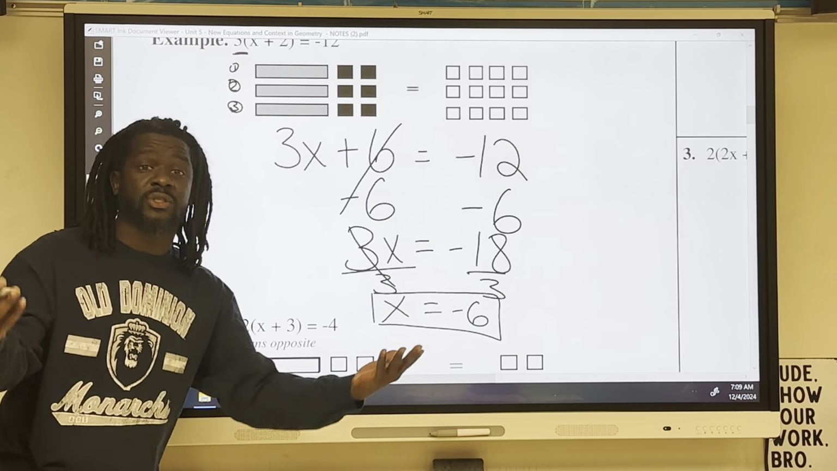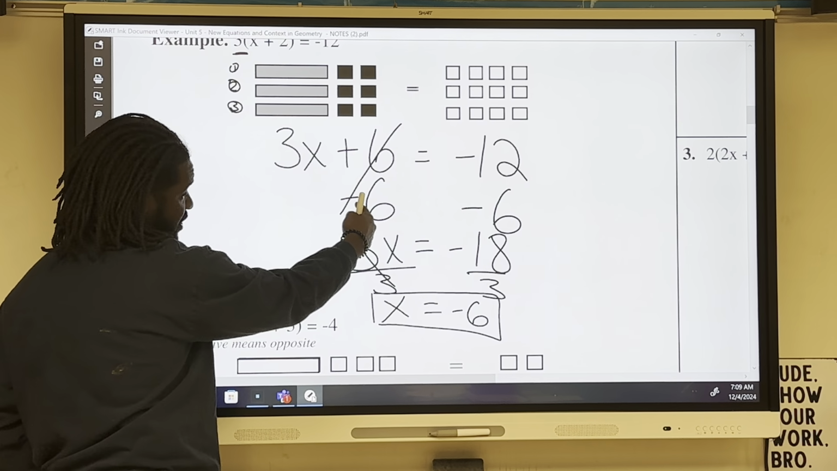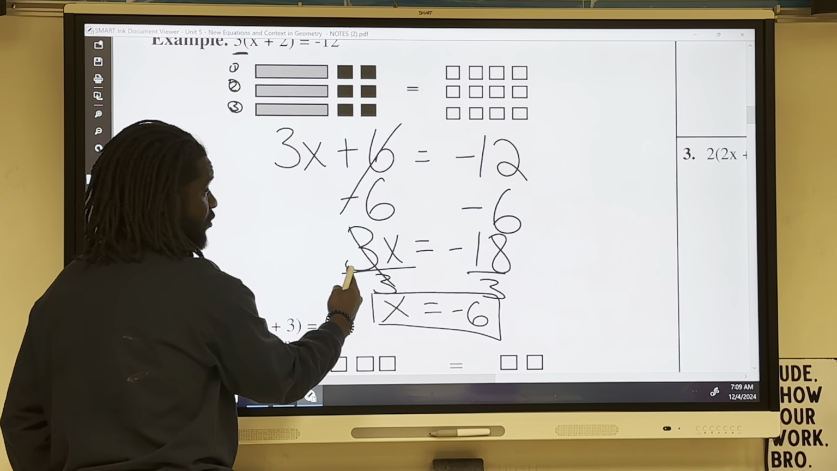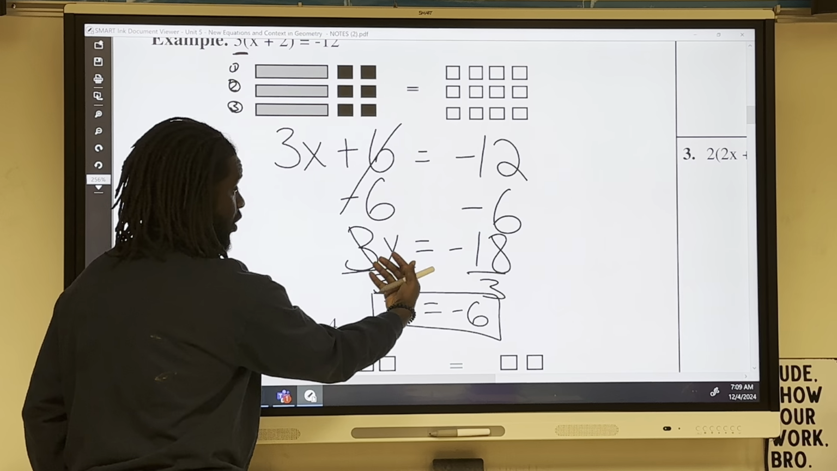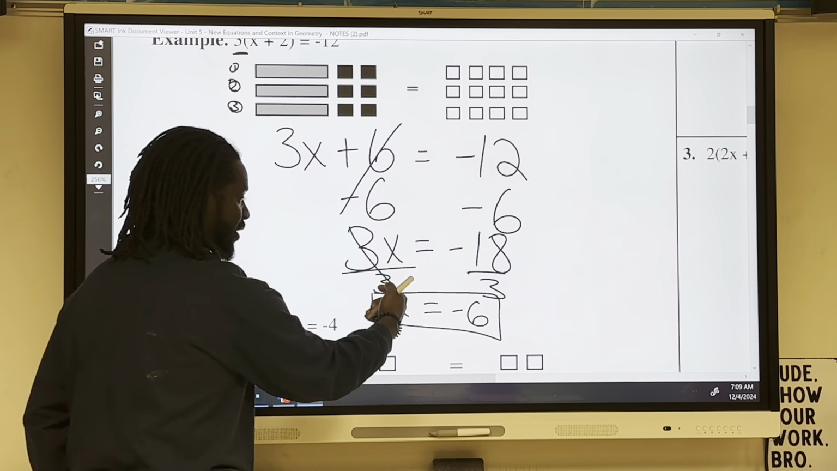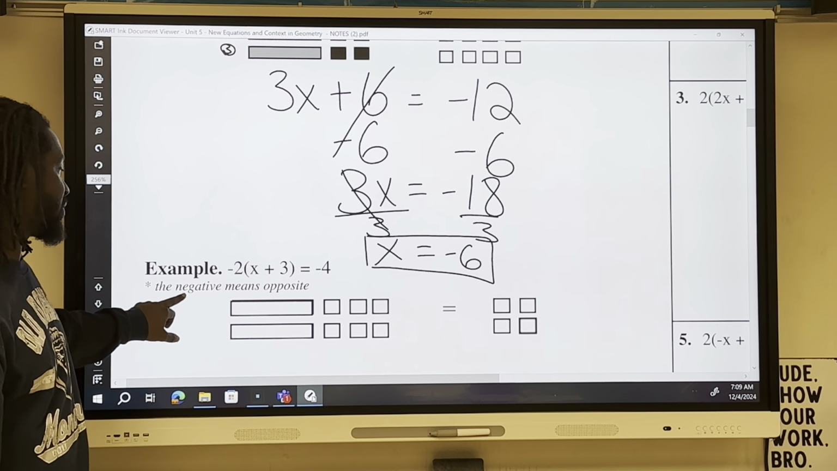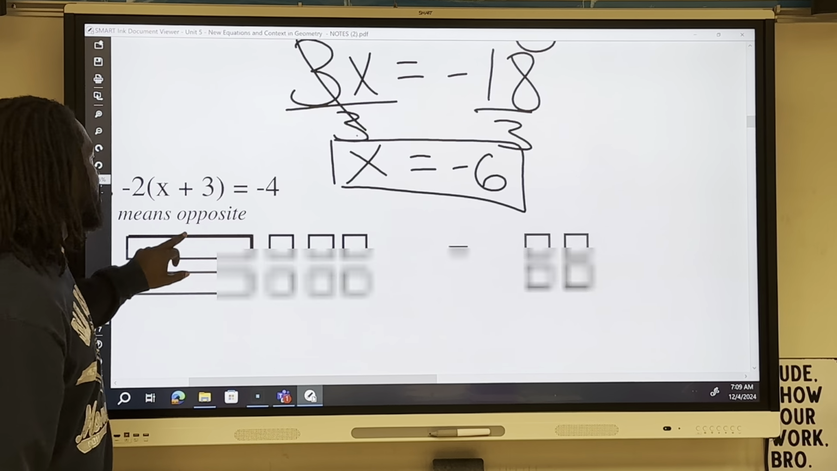And hopefully you saw that when we were using the tiles, right? We had a plus 6, so we minus 6. And right here, we're doing 3 times x. So instead of doing multiplication here, I have to do the opposite, which is division. So I divide it, all right? And so that's how I get x equals negative 6, all right?